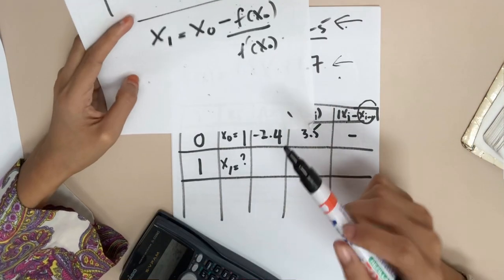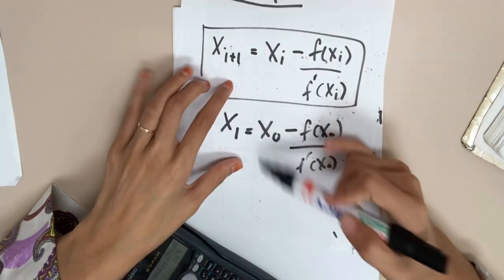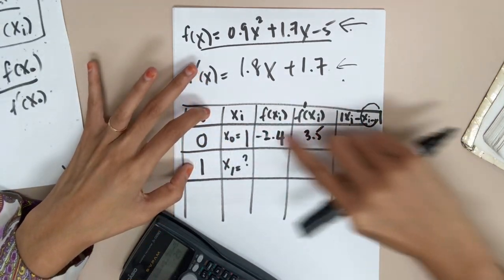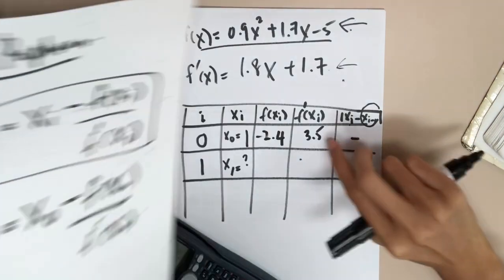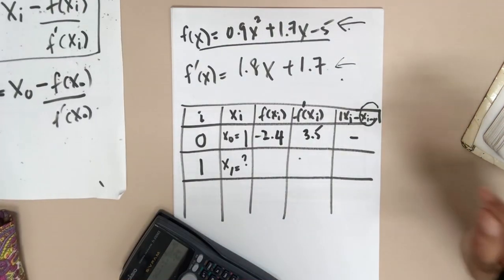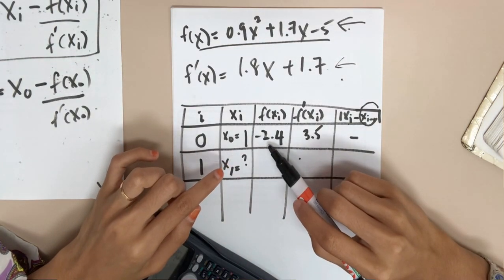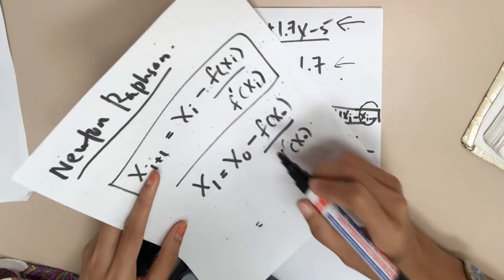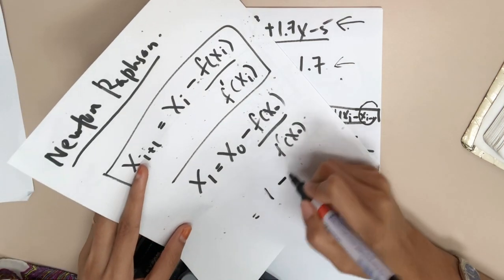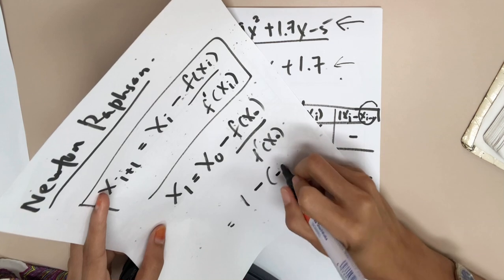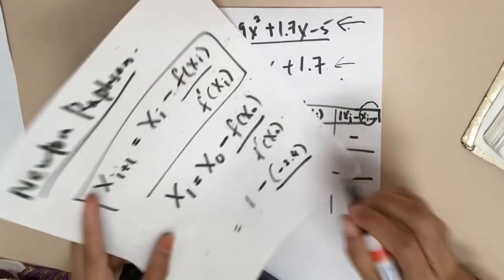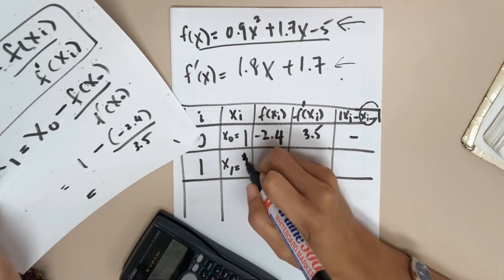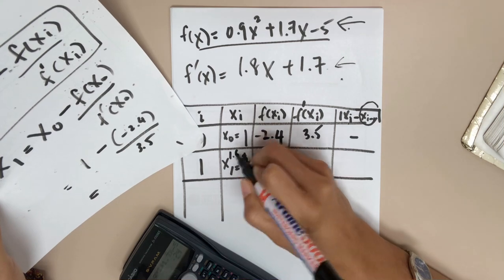Okay, so based on this formula, all of this you already have before. Maksudnya x0, f(x0), x0 you dah ada dekat atas ni. So you just substitute all this into the formula. Okay, saya tulis lah. Kat sini your x0 is 1, minus f(x0) here is negative 2.4, f prime x0 is 3.5. So you calculate and then you will get the answer 1.6857.